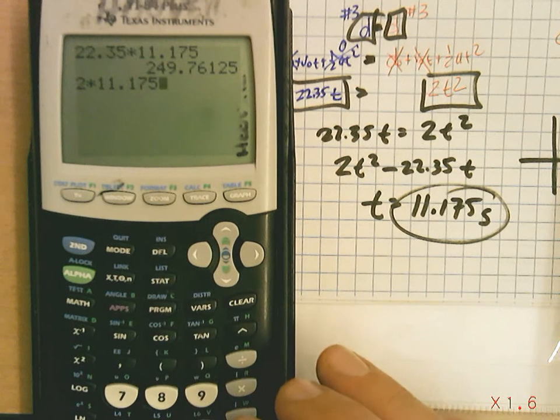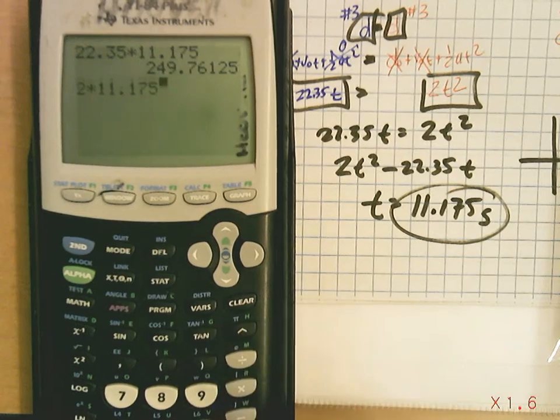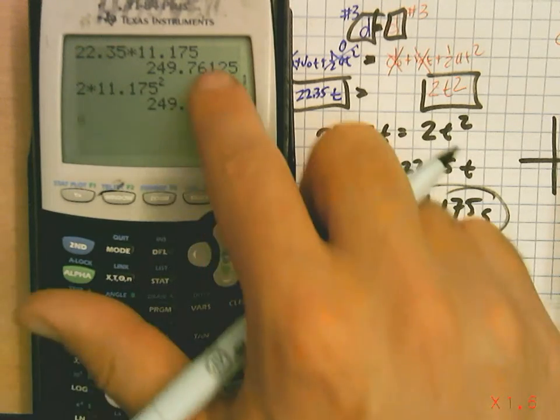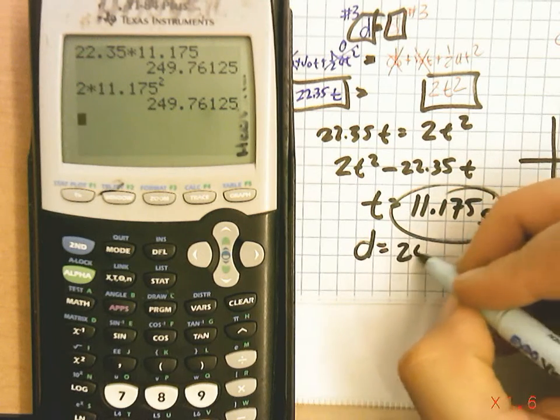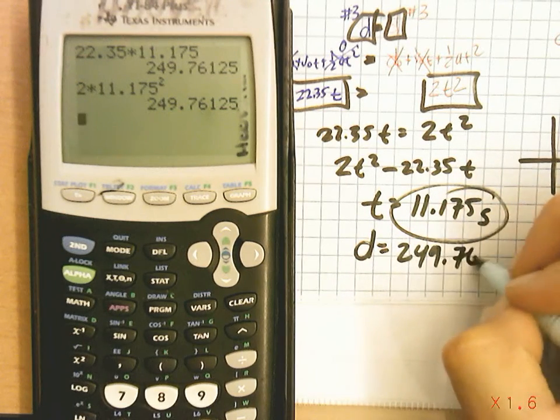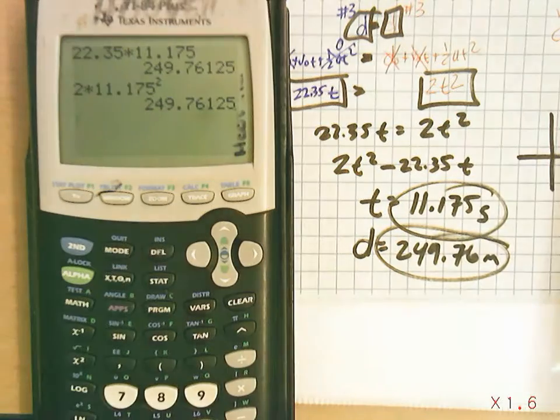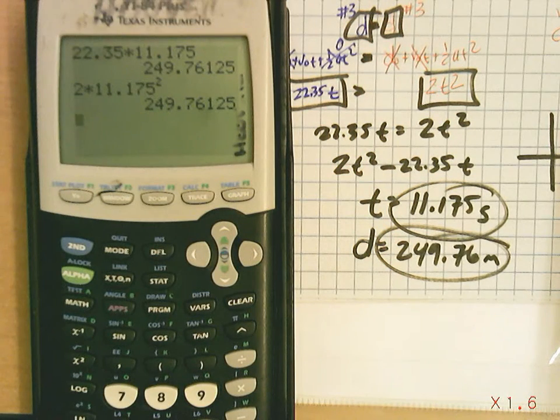11.175 squared gives me the same answer. Since they both gave me 249, I can be sure that I did this right. So that's my T and that's my D.